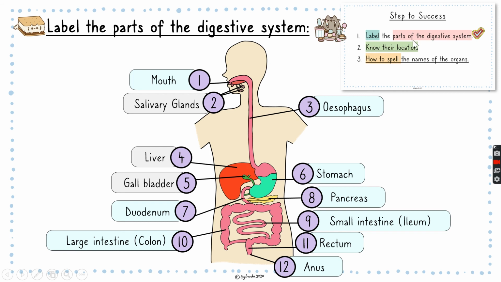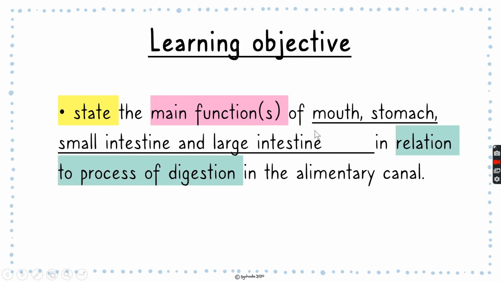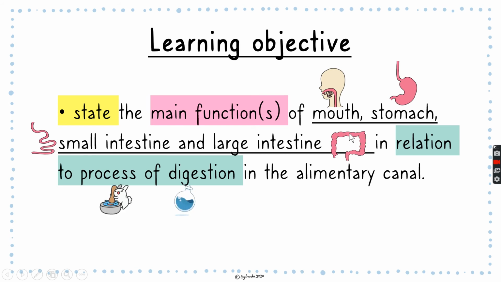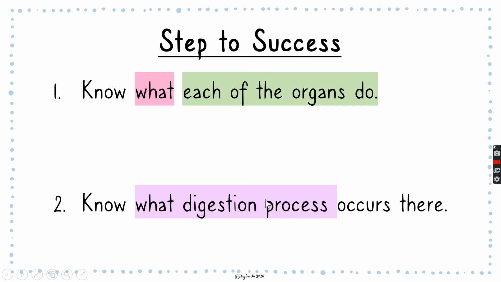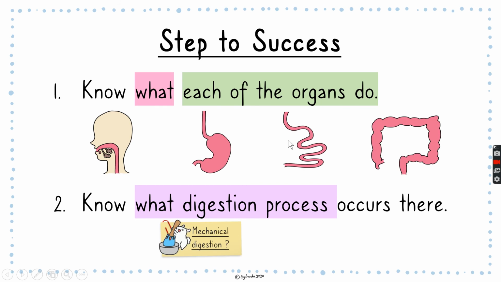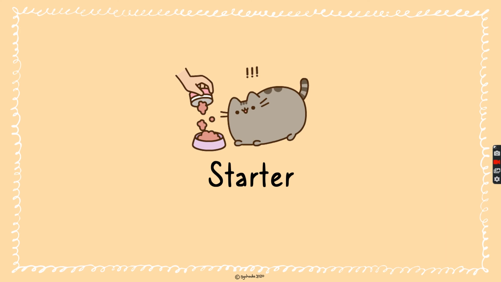Okay, so if you've labeled all parts of the digestive system correctly, and that means you know the location and how to spell them, you have successfully covered that learning objective. Now we're going to move on to the main functions of the mouth, the stomach, the small intestine, and the large intestine in relation to digestion in the alimentary canal. So what do we need to do here? We need to know what each of the organs do. So all these 4 organs, and we need to know what the digestive processes are that occur there.